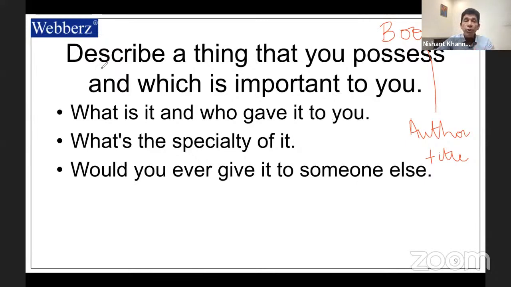What you learned from the book? What is it and who gave it to you? So you can say somebody gifted me on my birthday, or my father gifted to me on my 18th birthday. What is the speciality of that book? Now that book teaches you life lessons. Now, for example, if somebody says which book you have, I can say I have got, say, Bhagavad Gita. So I can talk about Bhagavad Gita, okay?